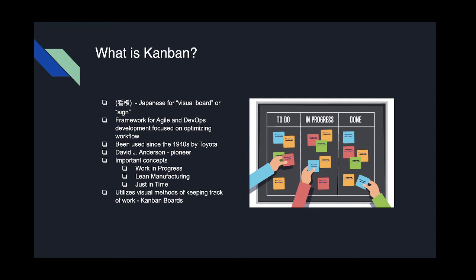The modern Kanban method emerged in 2007 by David J. Anderson, who is one of the pioneers of the method. And some important concepts that go into it are work in progress, lean manufacturing, which makes sure that only the amount of materials that's needed at any given time is being produced, which also is just in time.